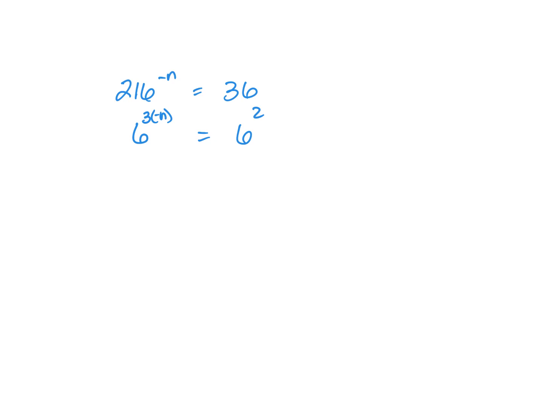The first thing you're going to do is change both of the numbers to the same base, and we've done that here. We've got 6 cubed instead of 216 and 6 squared instead of 36. And you still put the negative n there. So when I multiply negative n times 3, it's going to be 6 to the negative 3n equals 6 to the 2.